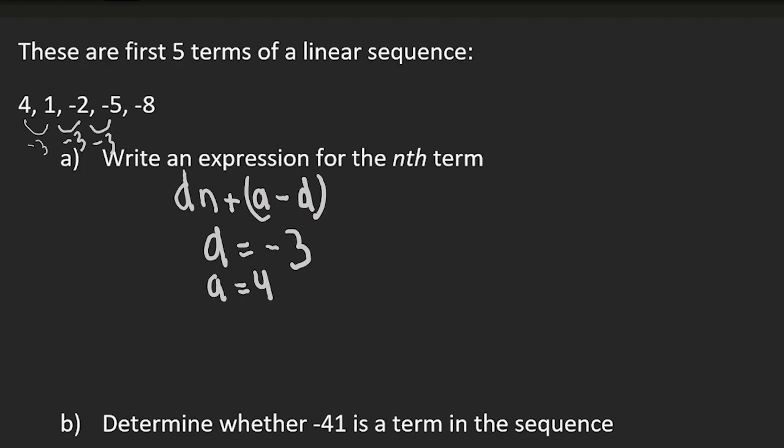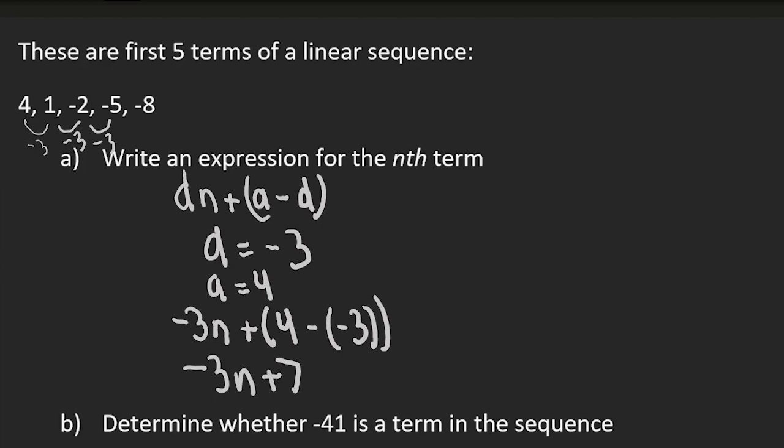Then we would substitute these two values in, giving us minus 3n plus 4 minus, and then minus 3. So 4 minus minus 3. And then minus minus becomes a plus, so it's minus 3n plus 7. And this is our answer.